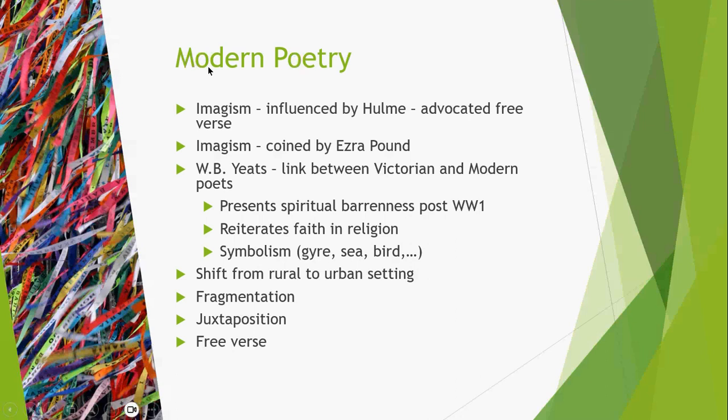We look at modern poetry and its characteristics. It is believed by many that modern poetry started in English with the introduction of imagism, which was influenced by Hulme. Hulme also advocated the use of free verse, and this use of free verse was very welcomed by the modern writers. The term imagism itself was coined by Ezra Pound.